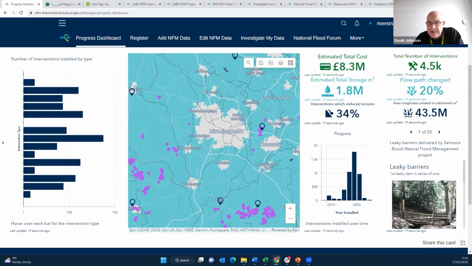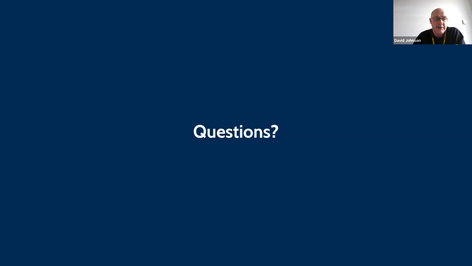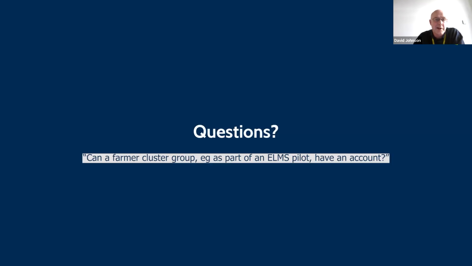Cool. All right. Next one is about farm cluster groups, e.g. as part of ELMS. There's no reason why a farm cluster group couldn't get a license and then put all their data in one group, in one project, so create a project for that farm cluster group and then populate it.